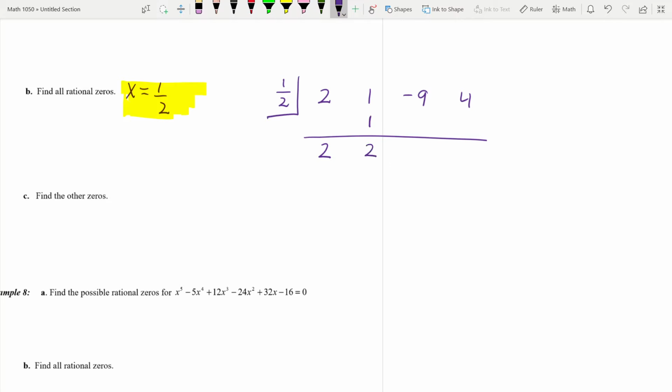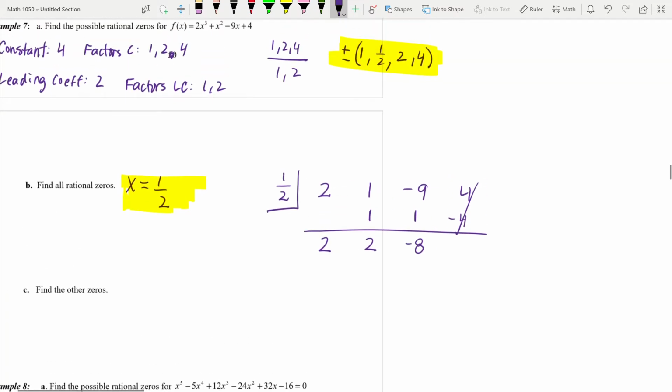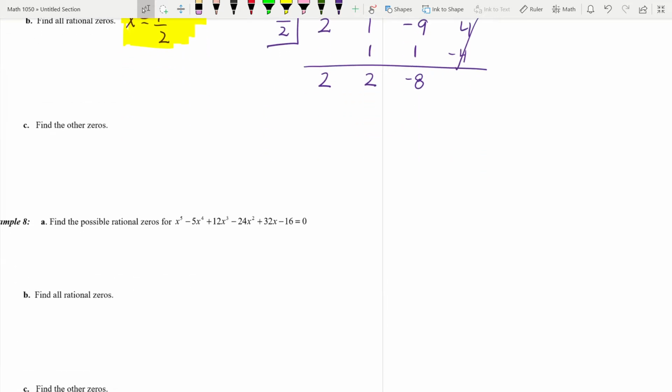1 plus 1 is 2. 2 divided by 2 is 1. -9 plus 1 is -8. -8 divided by 2 is -4. Everything's great. Now listen, that was a third, so now I've got that down to a second. Once it's down to a second, I can stop.